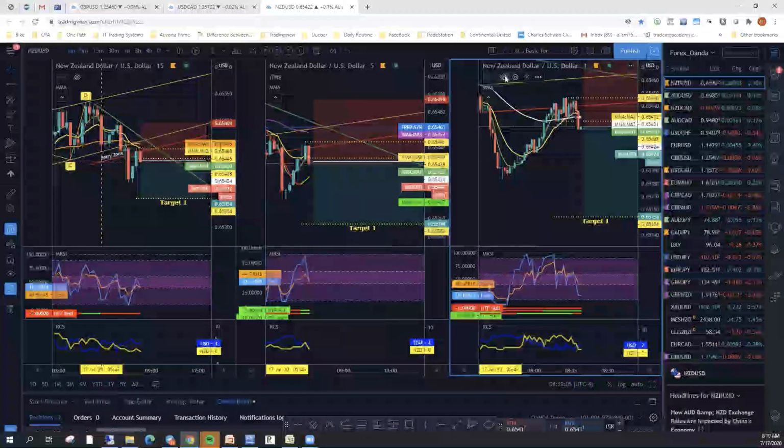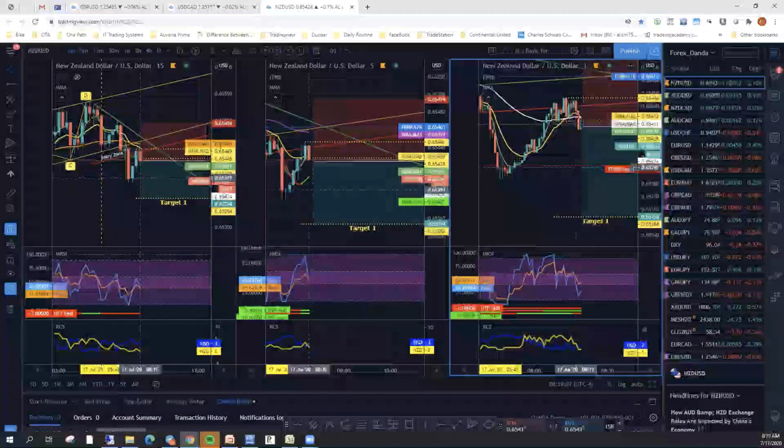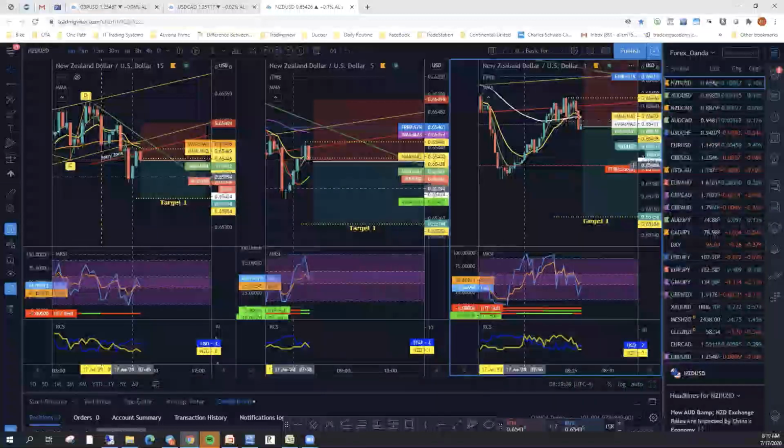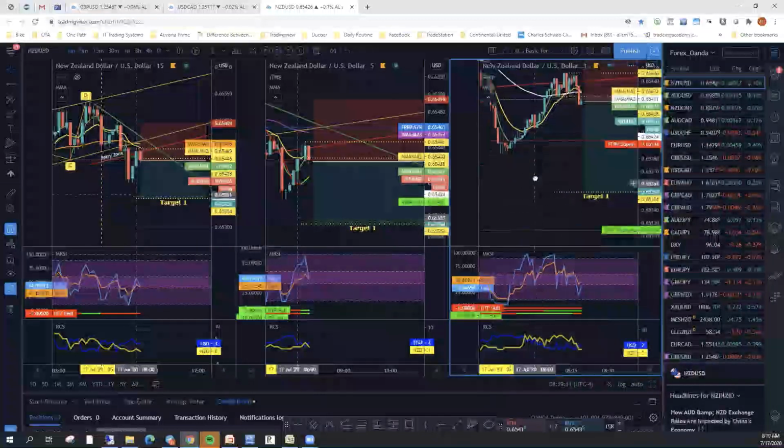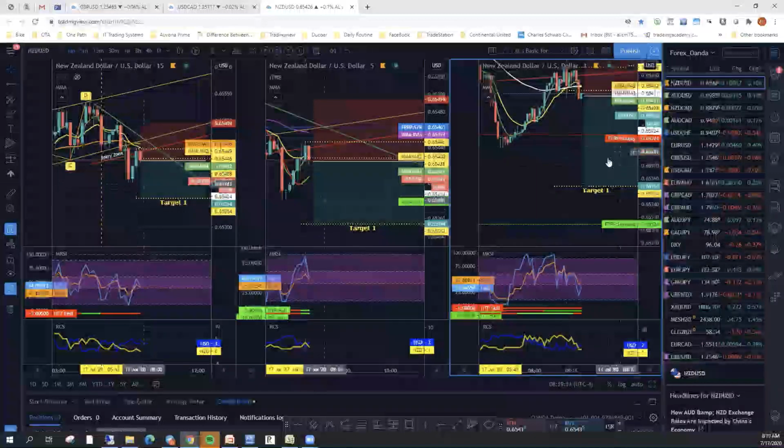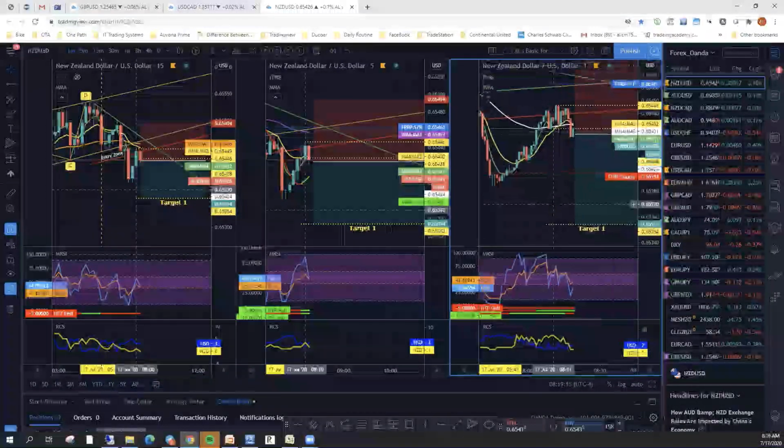We look at our pip lines, see where we could get a little bit of a bounce off of here, which is what we did. But now if it can break through that, then the next area is going to be right down in here. Right now our target's right about in between the 2 of them.